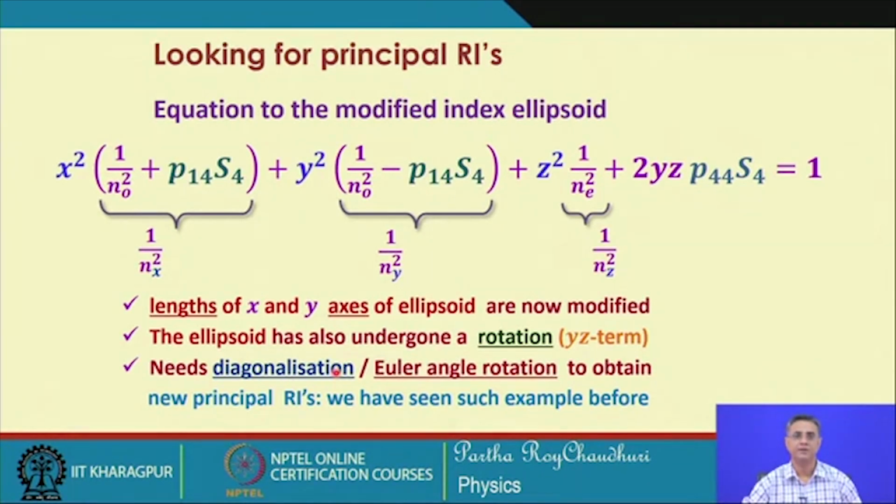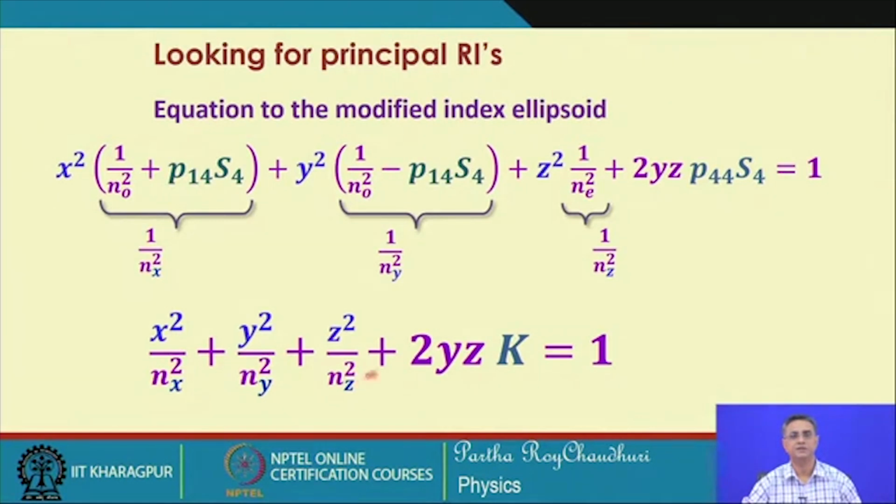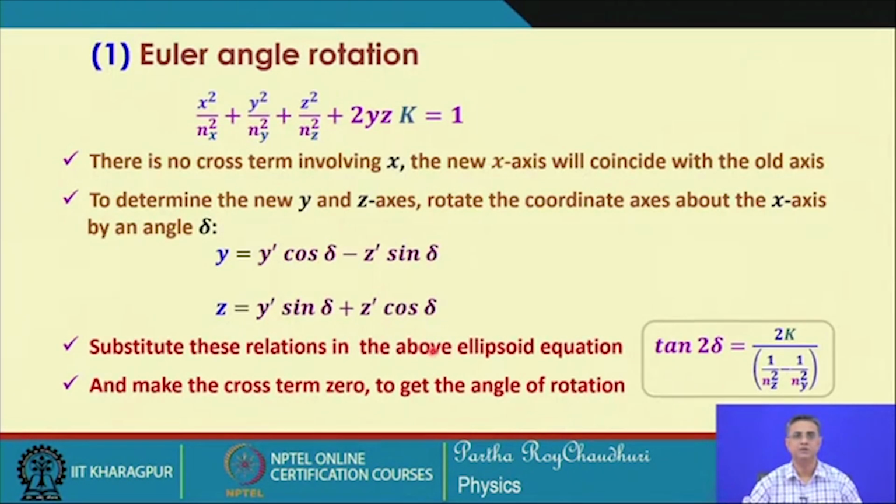To do that, let us first rewrite this ellipsoid equation using this n x, n y and n z. So, it takes the very simplified form of this: n x square, n y square, n z square and twice y z k. So, this is the changed index ellipsoid. We will have to now bring it to the principal axis system. First we will consider this Euler angle rotation, and we will provide rotation to the coordinate axis to make it coincide with the principal axis system.